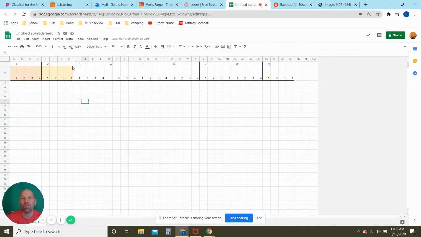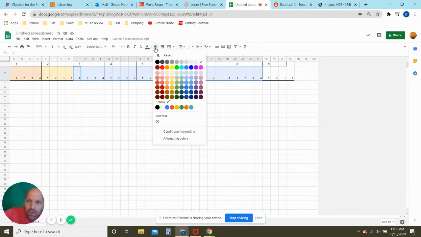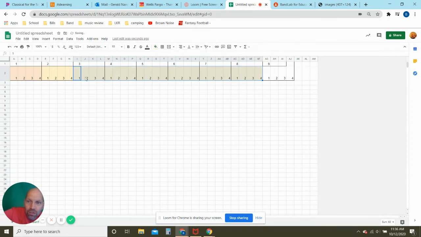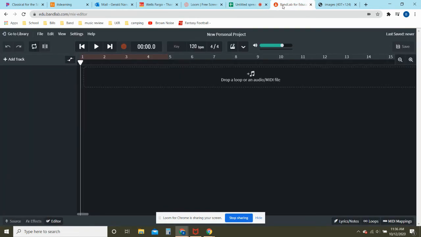So, what does it have to do with our Bandlab? So, if we're going to do an 8-measure song, this is 1 measure, 2 measures, 3 measures, 4 measures, 5, 6, 7. And here we go. Measure 8 is all the way down here. So an 8 measure song actually goes all the way to where this 9 starts. Okay, so let's go to Bandlab and see how that works.